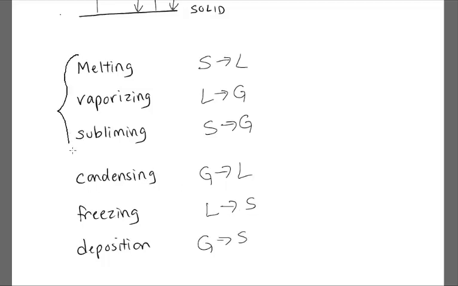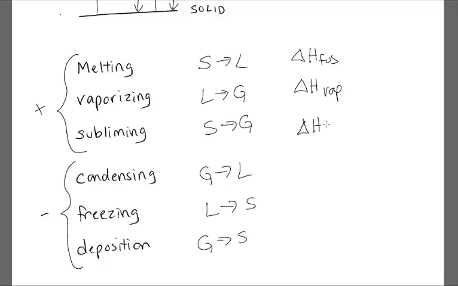And for these top three, we have a positive change in enthalpy, and entropy as well. And for the bottom three, we have a negative change. And there were special names for these processes. Melting is the delta H of fusion. Vaporizing has the delta H of vaporization associated with it. And for subliming, it's delta H of sublimation.